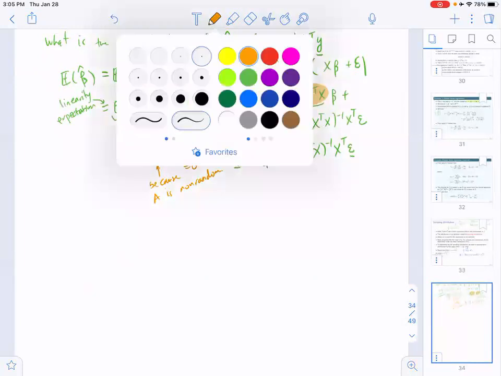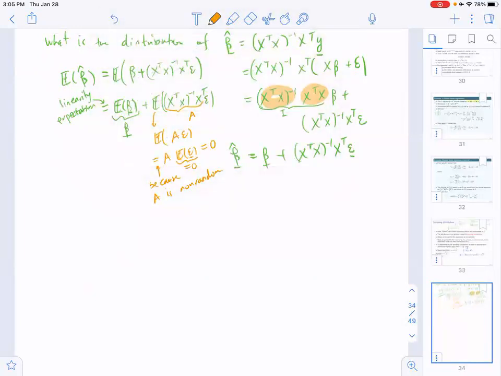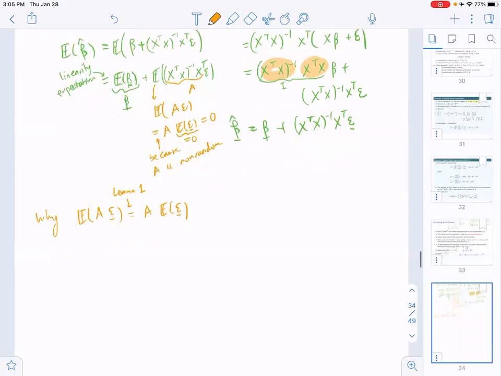So we can take the A out, by the property that the expectation of A epsilon is equal to A times the expectation of epsilon. Does this look familiar? Isn't that like lemma 1 or something? Yeah, exactly. This is one of the lemmas that we had. So this is another instance of linearity of expectation, the same property in matrix form.